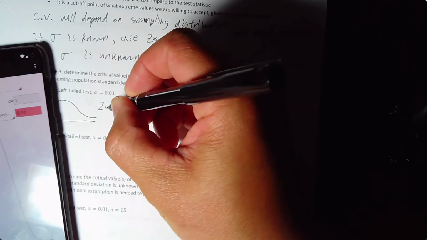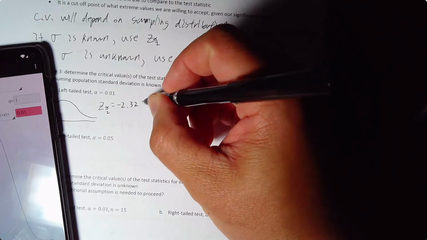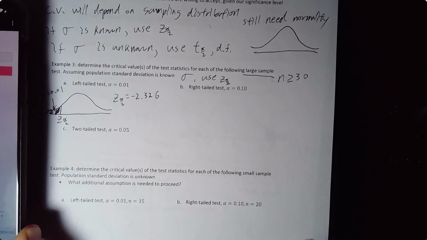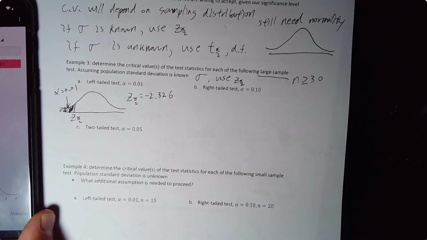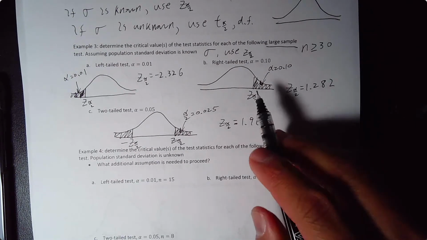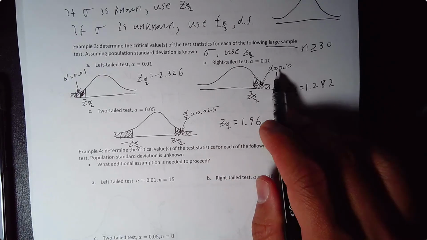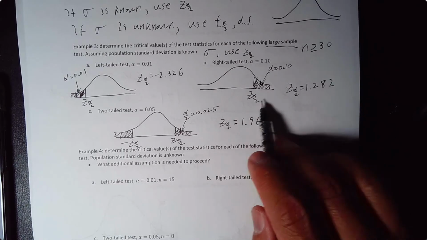Okay, so my z critical value is going to be negative 2.326. Okay, all right. Let's go ahead and here you can pause the video. Go ahead and try the next two. Okay, so right tail test again. Put all the alpha here. Use the app. That's what you should get.